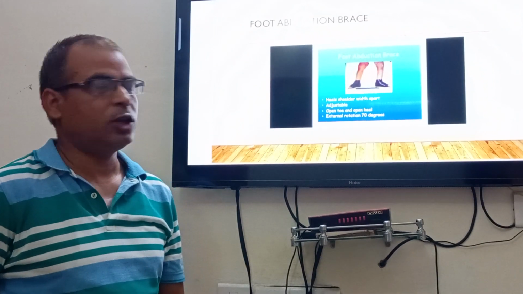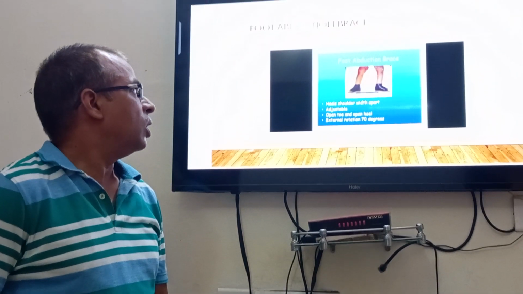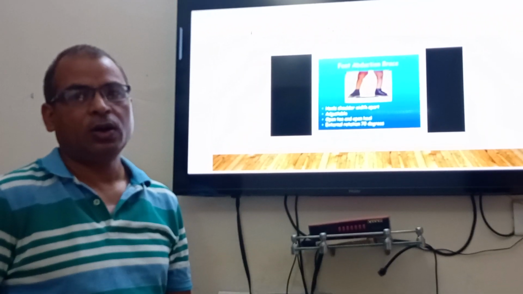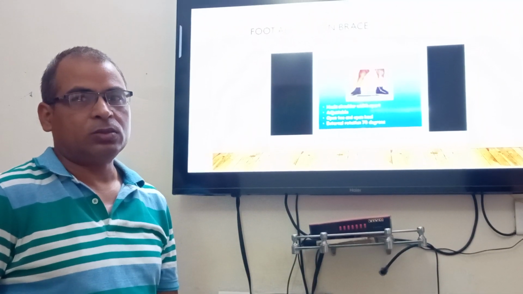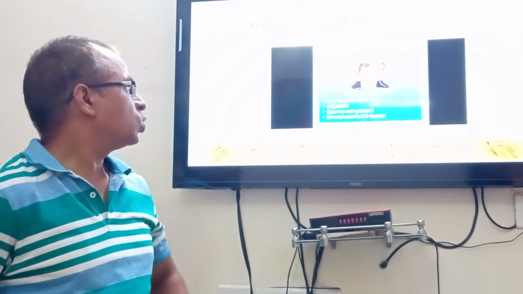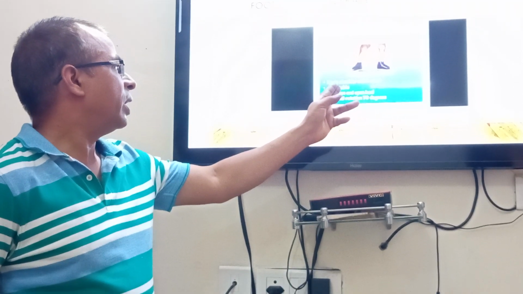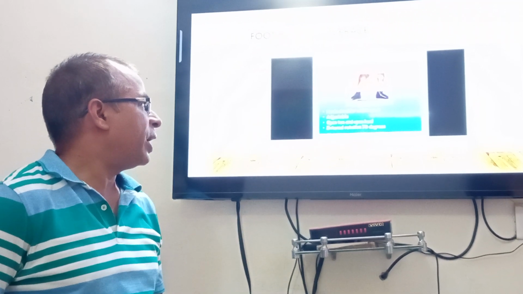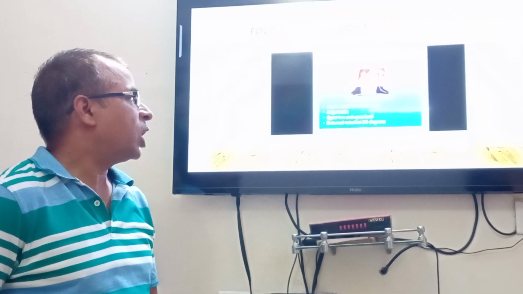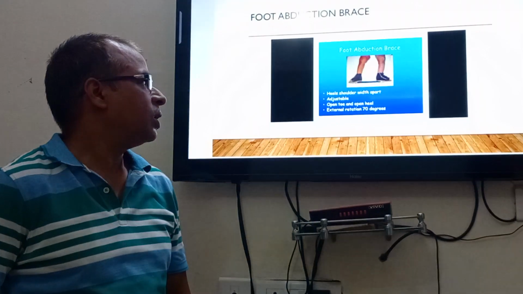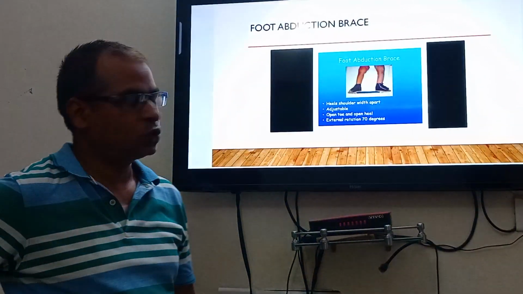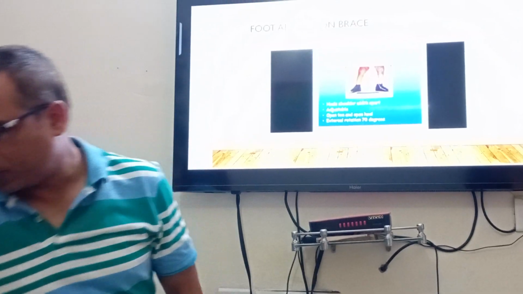Bracing is a very important part of the treatment and maintenance of the corrections. So heel shoulder width apart, and this should be adjustable, open toe and open heel, and external rotation should be 70 degrees on the deformed side, and the normal side should be 40 to 45 degrees.